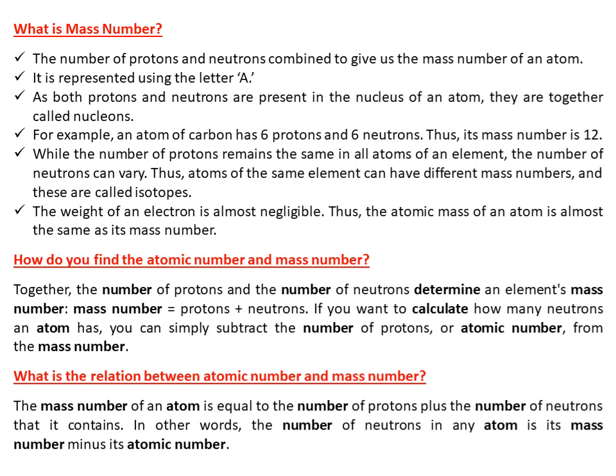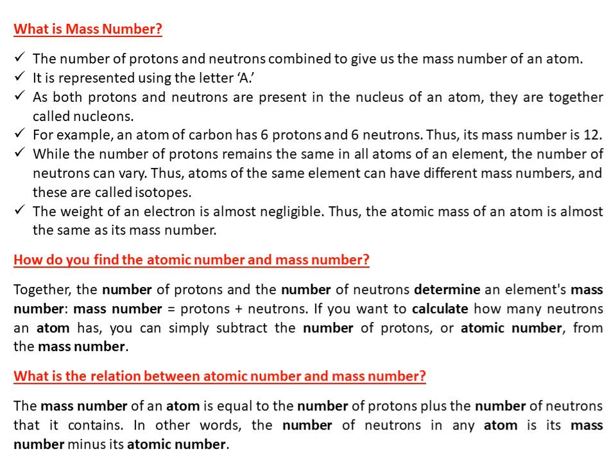The same, what is mass number? The number of protons and neutrons combined gives us the mass number of an atom. It is represented using the letter A. As both protons and neutrons are present in the nucleus of an atom, they are together called nucleons. For example, an atom of carbon has 6 protons and 6 neutrons. Thus, its mass number is 12.